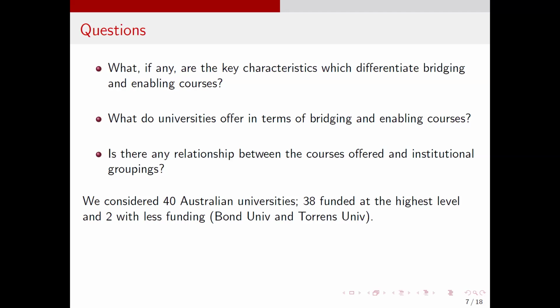We looked at 40 Australian universities. These will be all the universities you can think of in Australia, plus a few others. 38 of these 40 are funded at the highest level, and 2 have a lower level of government funding, and they're Bond and Torrens.